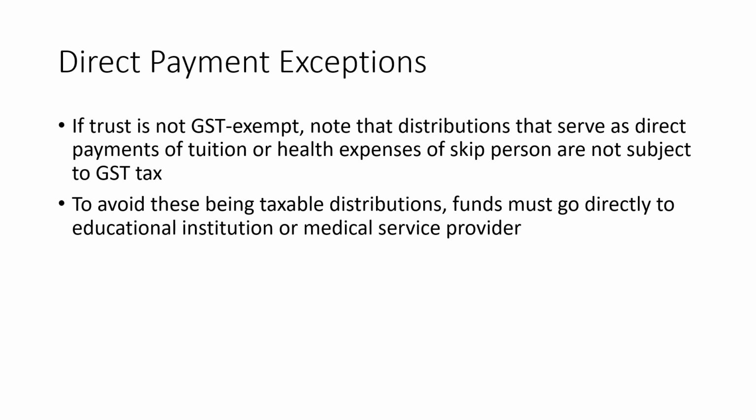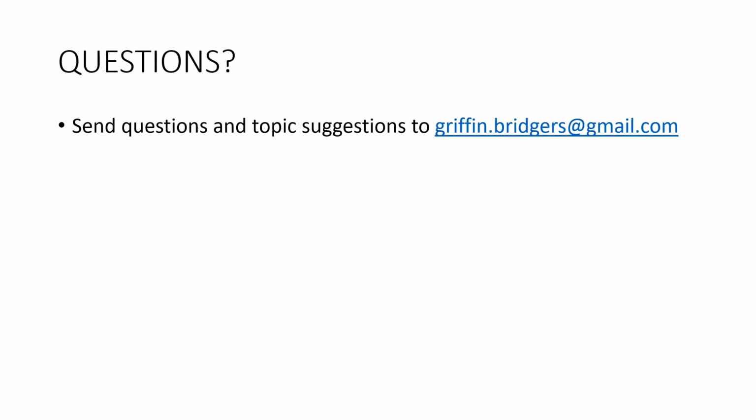Now, if you have a GST non-exempt share, typically you're going to run into the issue that distributions or terminations will be taxable, but there's one important exception to that, and that is the direct payment exception, where if there's a skip person beneficiary and there's a direct payment of tuition or medical expenses from the trust by the trustee on behalf of that skip person, that would not be treated as a taxable distribution, regardless of what the inclusion ratio of the trust might be. So that's a good way to make sure that skip persons could still benefit from a trust that is not a GST-exempt trust. Now, there's lots of other pieces I could cover on this. GST tax takes a long time to master, but those are discussions for another time.